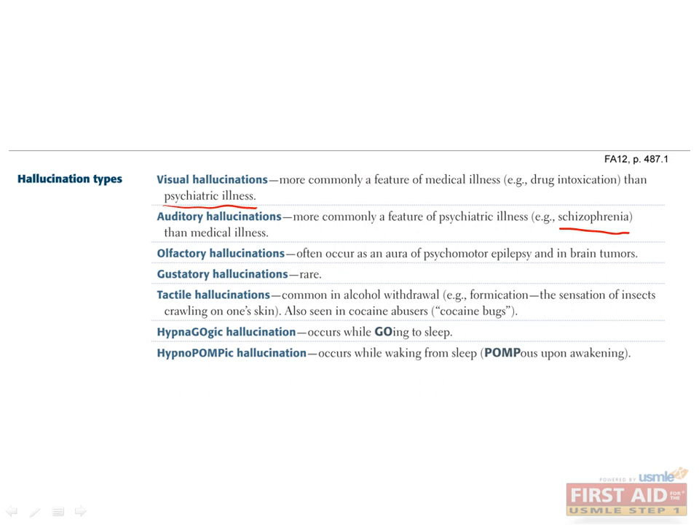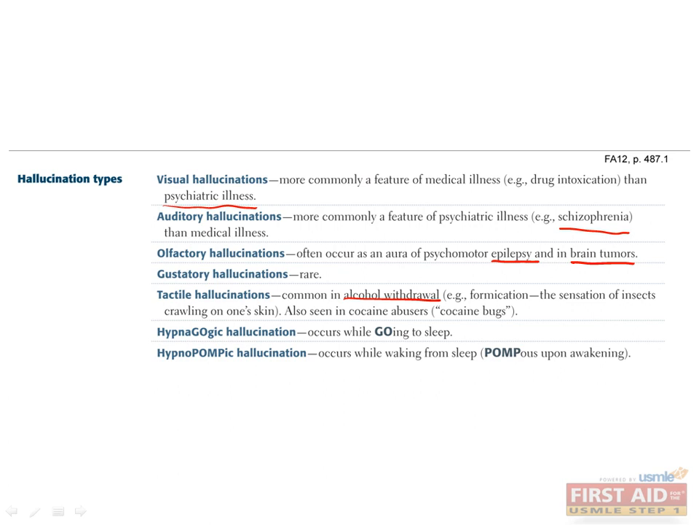On the other hand, olfactory hallucinations are usually seen in the aura of a seizure in epileptics or patients with brain tumors. Tactile hallucinations exist as well. They're often seen in withdrawal from alcohol, as well as in abuse of cocaine. In both cases, you may hear these hallucinations described as formication, which refers to the sensation of ants crawling on one's skin, not to be confused with fornication. This comes from the Latin word formica, which means ant. And you thought all those years of high school Latin were a waste.